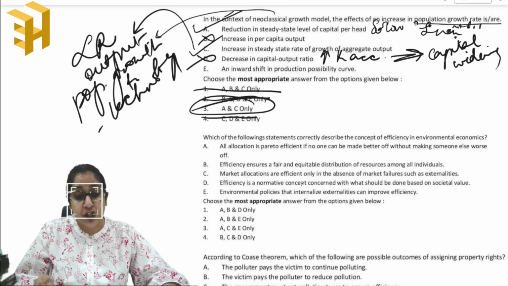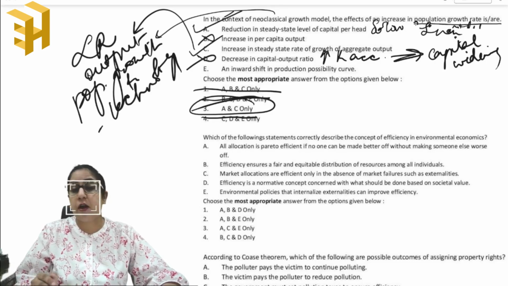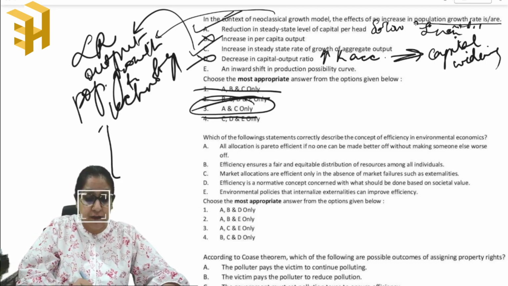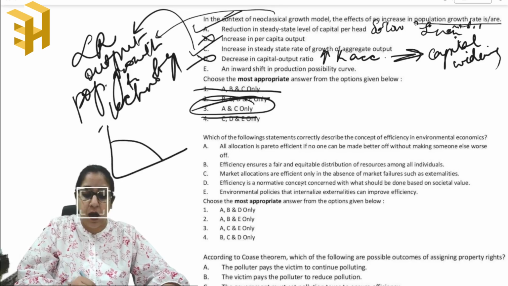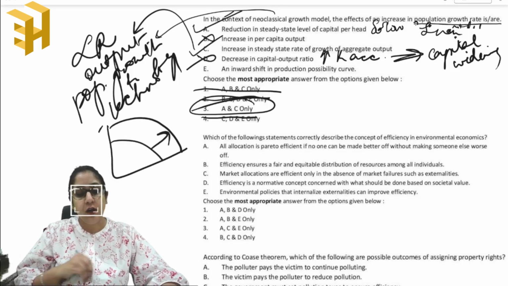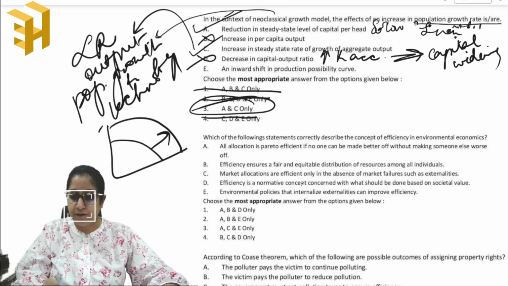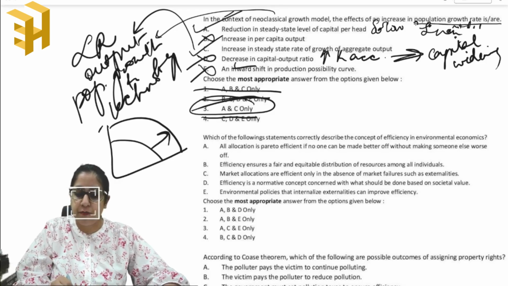Then an inward shift in production possibility curve? No. Exogenous factor, it will lead to an outward shift in your PPC curve. So this is also wrong. It should be outward. Okay.